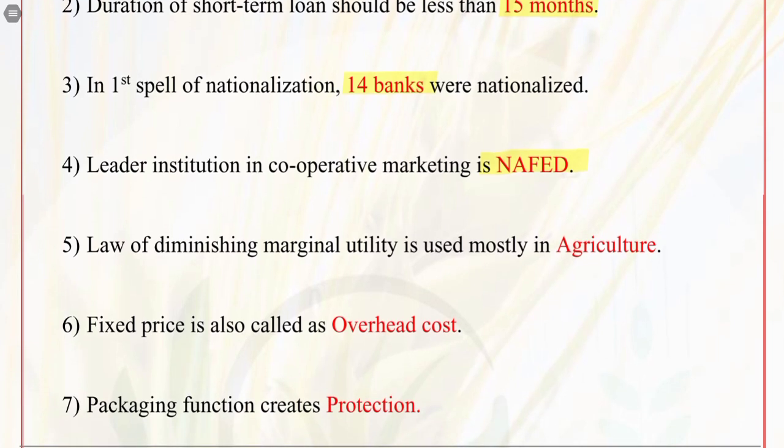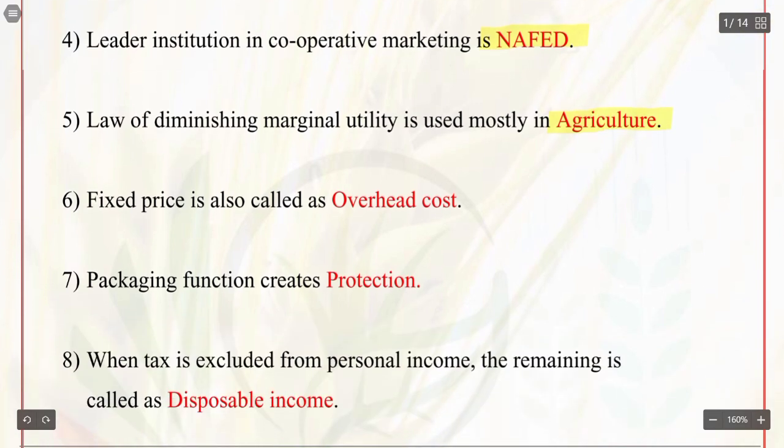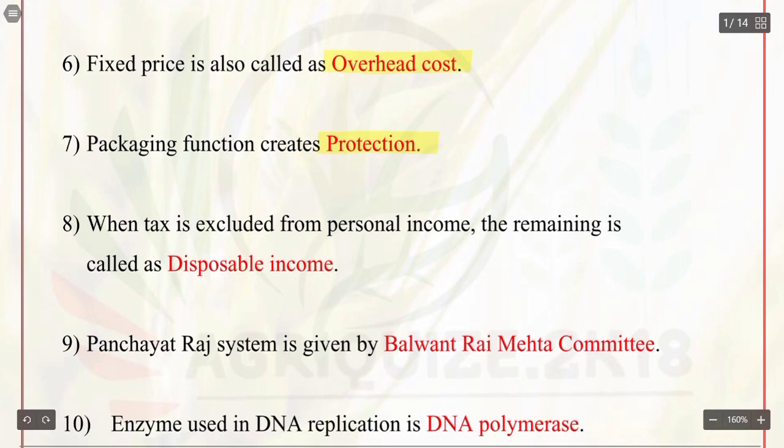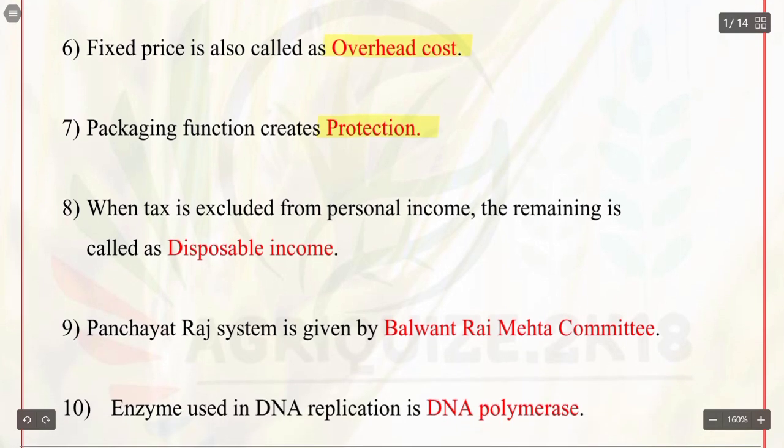Next, law of diminishing marginal utility is used mostly in agriculture. Question number 6. Fixed price is also called as overhead cost. Next, packaging function creates protection. Next, when tax is excluded from personal income, the remaining is called as disposable income.